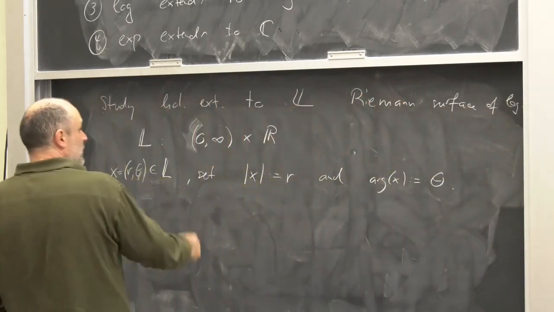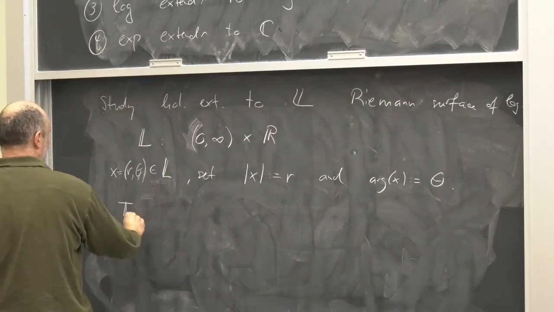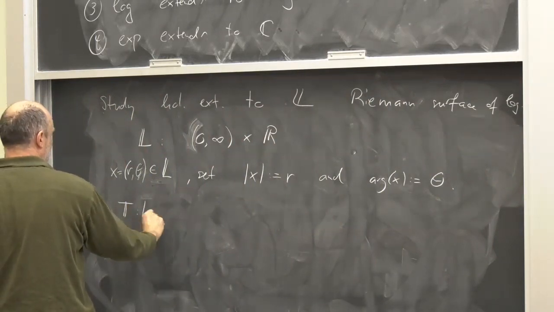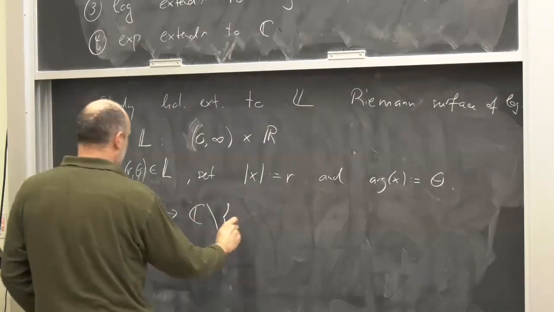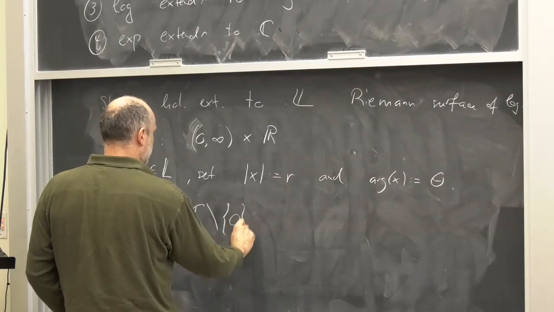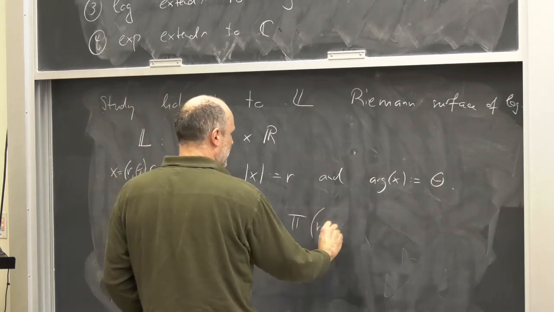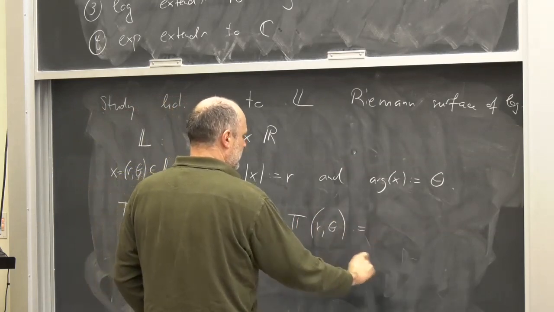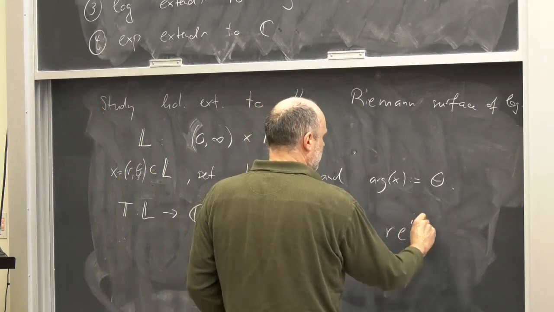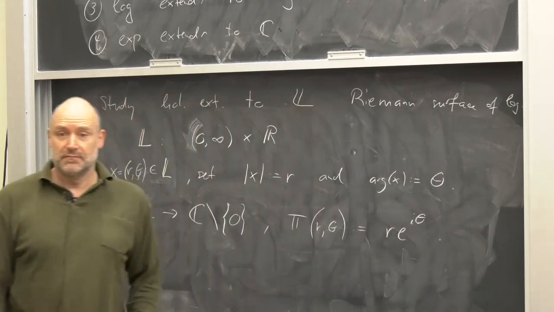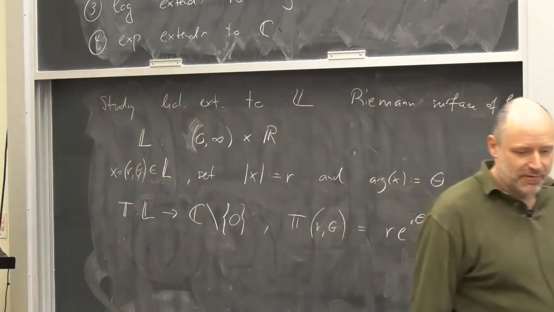Right, and why is it called the Riemann surface of the logarithm? It covers the complex plane via the map pi. How do we define this? Pi of (r, theta) is just r times e to the i theta. That's the covering map. All right, so I think that's all pretty familiar.